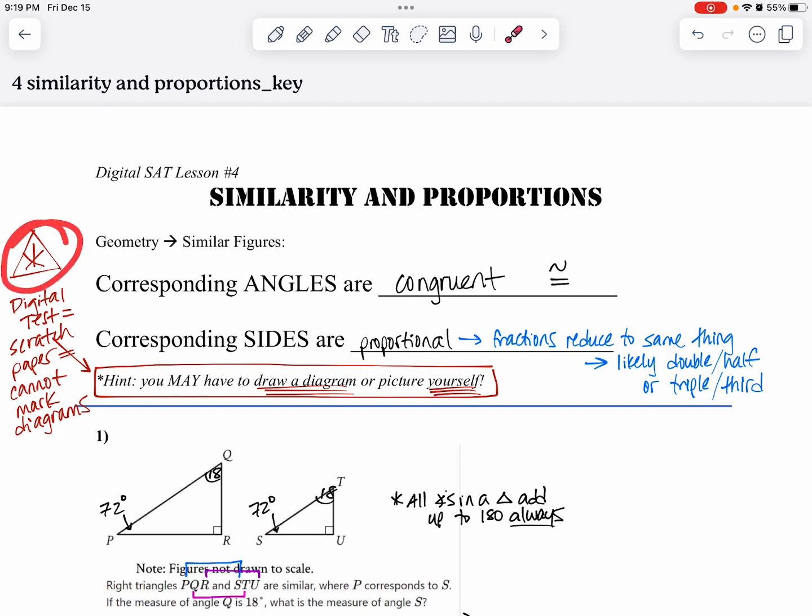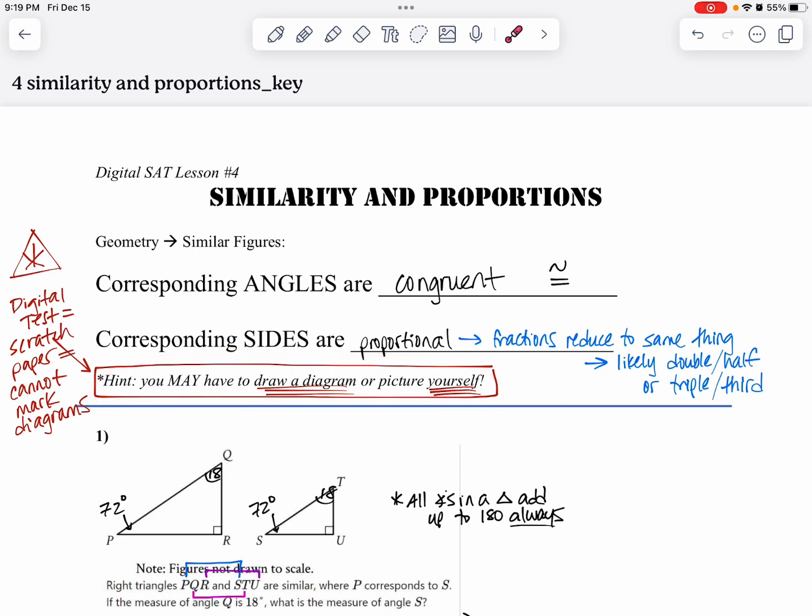One major thing to be aware of is that this is a digital test, which means you don't have a test booklet, right? You're staring at your iPad. Don't be lazy and try and do it in your head. You will get confused and you will miss some of the very simple, easy questions. You have to draw a diagram or a picture yourself. It makes the problem so much easier.